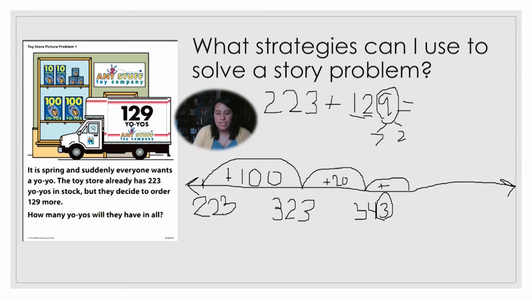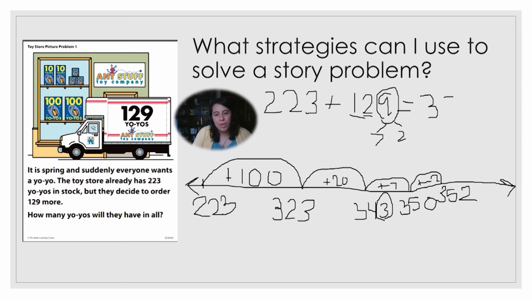So plus 7, that will make a 10, which will give me 350. And then I have to add 2 more. So that will give me 352. Look at that. It was the same as the last strategy, because we're doing the same problem. We're just doing it with a different model. If you're not sure about your numbers or you feel uncomfortable with a certain model, it might always be a good idea to check with another model to see if you get the same thing.